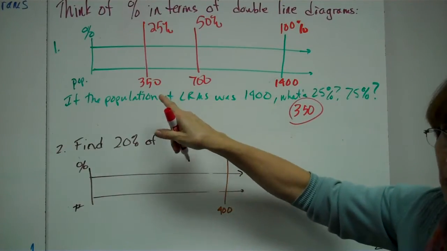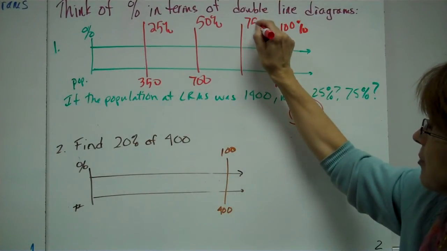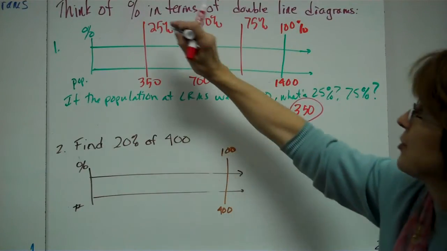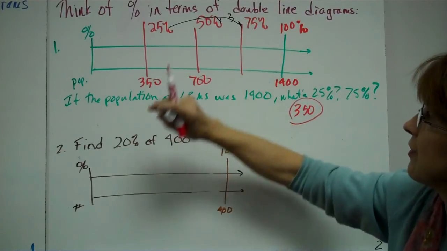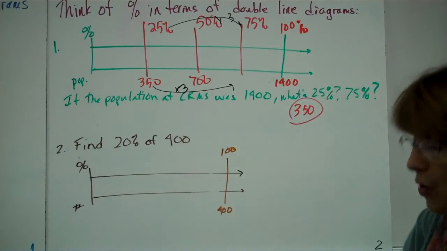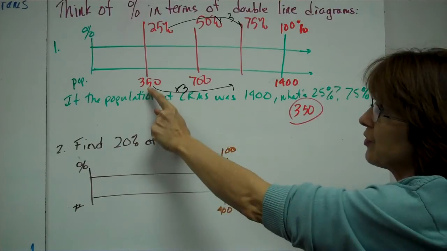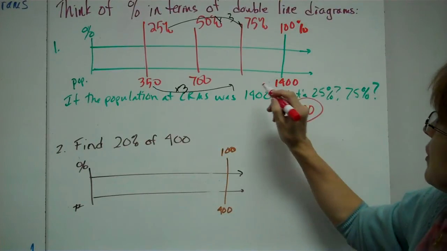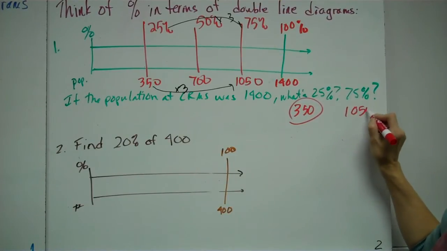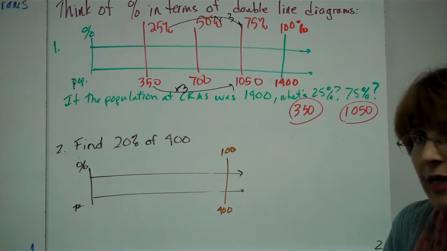For 75%, there's a couple of ways you could do it. To get to 75%, it's 25% times 3. So you can multiply 25 times 3 to get 75%, and then you multiply 350 times 3, and you get the answer. Or the other way you could do it is, since you know 75% is 25 plus 50, you can add 350 plus 700, and that will give you 1,050. So 1,050 students are 75% of the students. Okay? Let's do the next one.